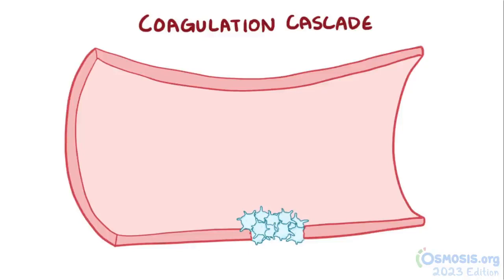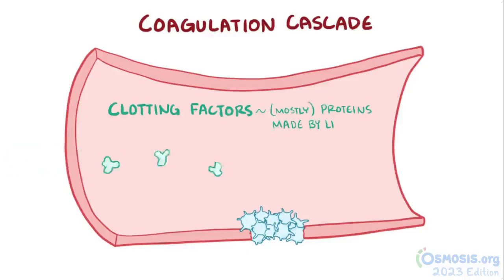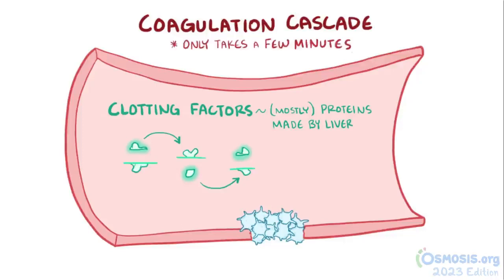First off, in the blood there's a set of clotting factors, most of which are proteins synthesized by the liver, and usually these are inactive and just floating around in the blood. The coagulation cascade starts when one of these proteins gets proteolytically cleaved. This active protein then proteolytically cleaves and activates the next clotting factor, and so on. This cascade has a huge degree of amplification, and takes only a few minutes from injury to clot formation.